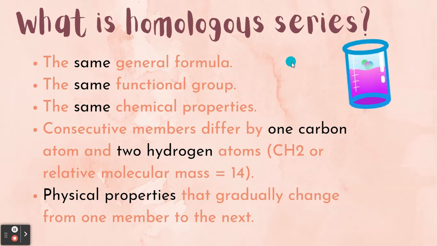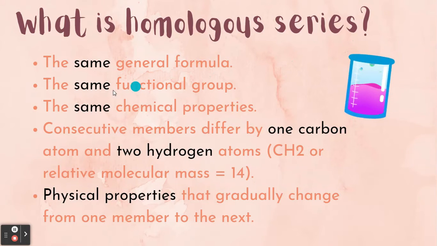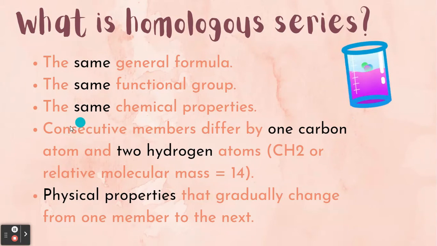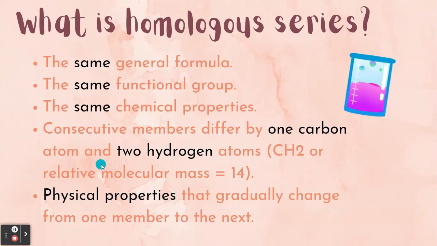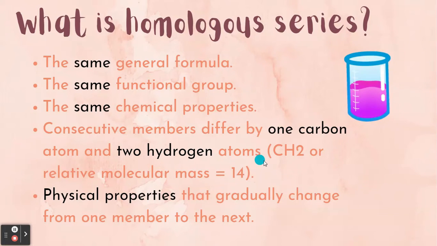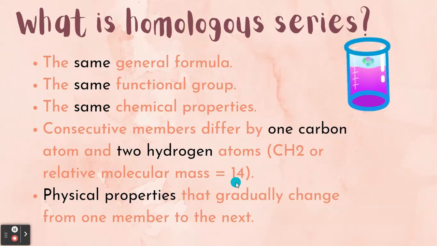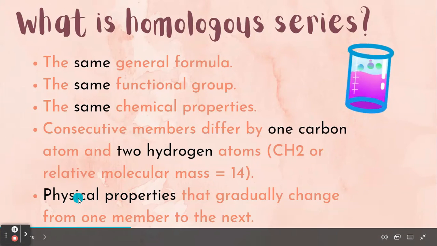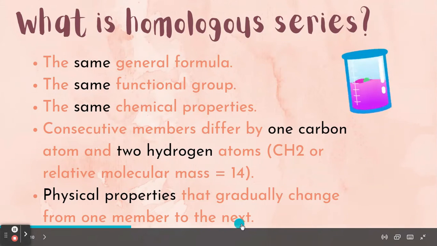Okay, homologous series is the series that have same general formula, same functional group, same chemical properties, have consecutive members differ by one carbon atom and two hydrogen atoms, which is CH2 or relative molecular mass equal to 14, and their physical properties that gradually change from one member to the next.